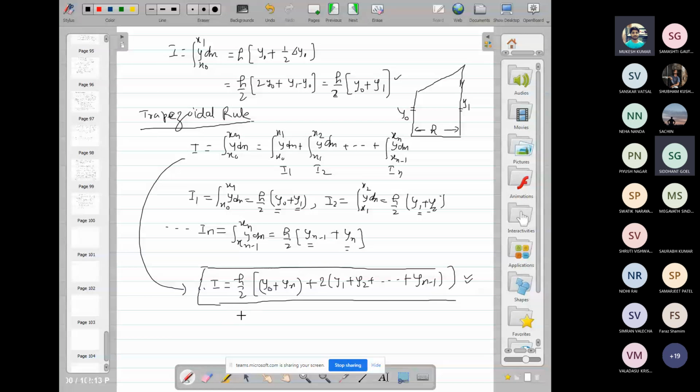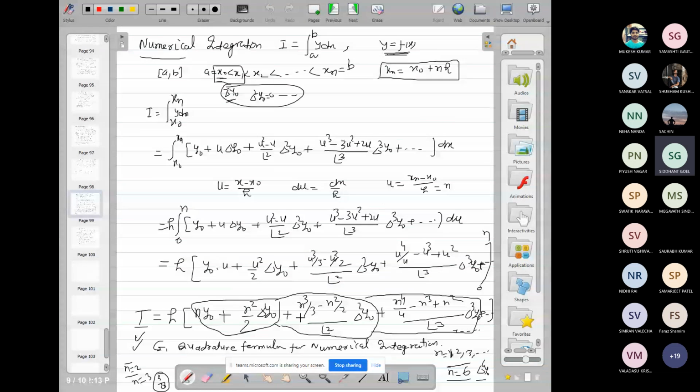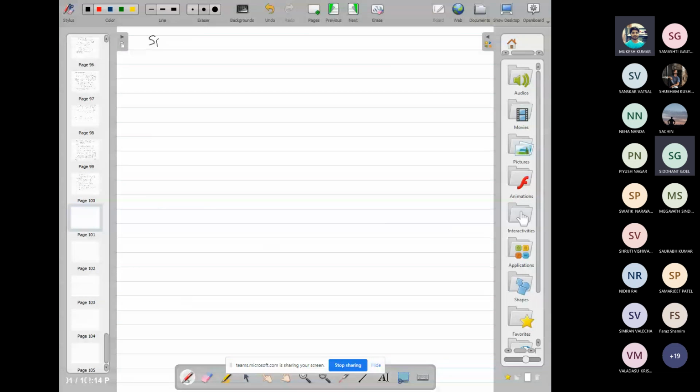And next, consider the case when n is equal to 2. So n is equal to 2, you see the general quadrature formula. N is equal to 2, that is, we obtain the value up to second order, del 2 y0. So then this is Simpson's 1/3 rule or formula for numerical integration.